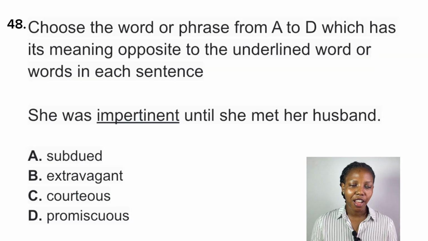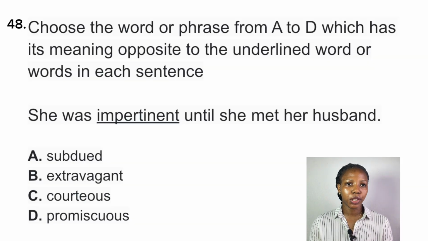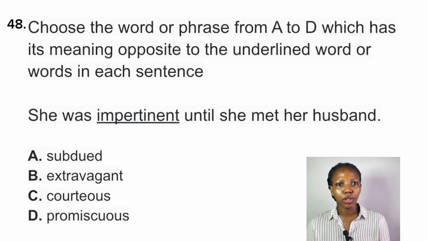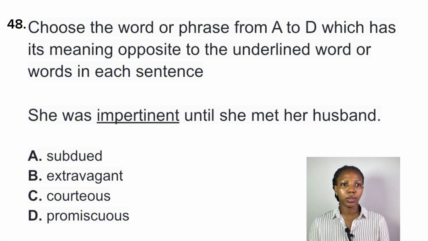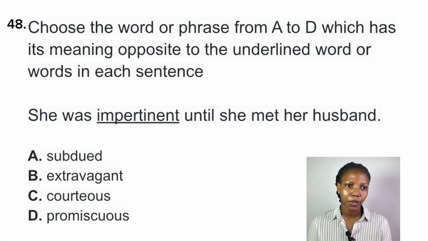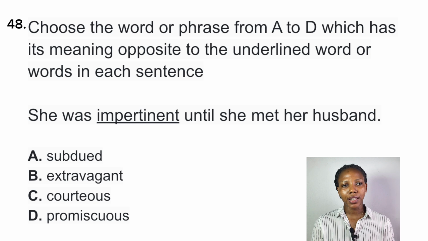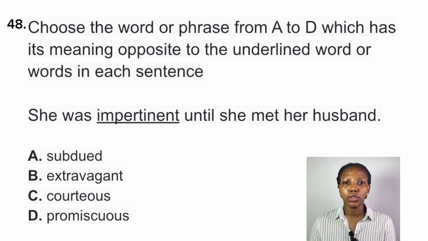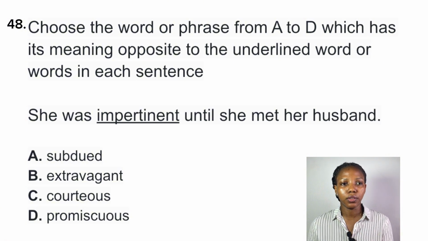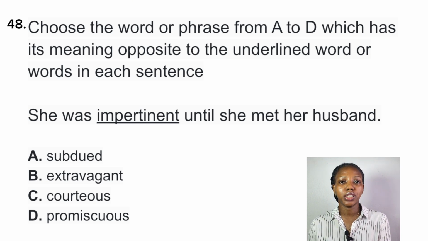Question 48. Now choose the word or phrase from A to D which has its meaning opposite to the underlined word or words in each sentence. She was impertinent until she met her husband. Now I've discovered a fast, smart method to solving antonym and synonym questions, and that is using the positive and negative indicators. For example, impertinent is a negative word, and because we've been asked to choose the antonym, the opposite in meaning, the answer should be a positive word.